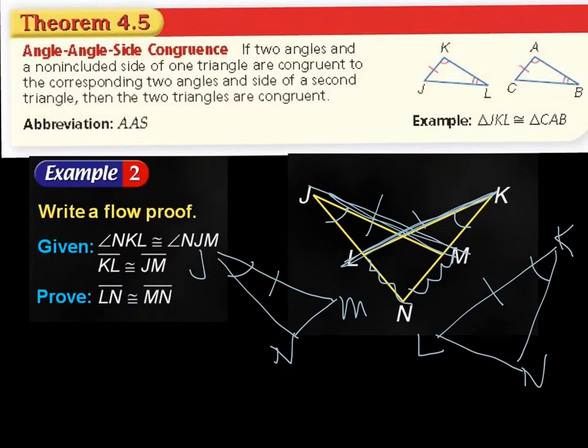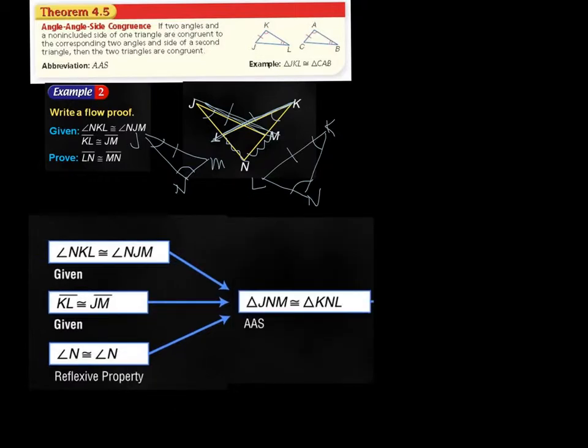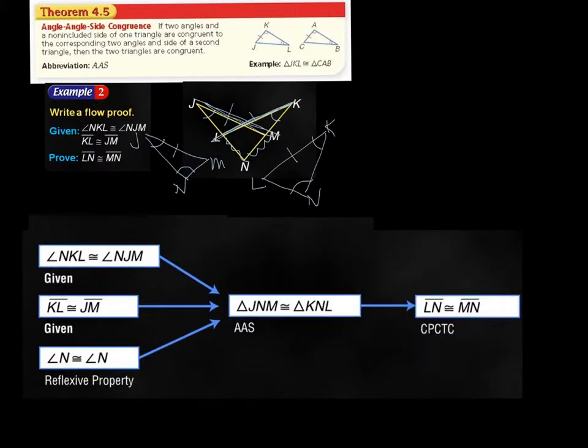So these 2 triangles have a shared angle. Angle N is the same on both of them. Okay, now that we have a plan, we can do our flow proof. So we have our given, and angle N is congruent to itself by reflexive. So triangle JNM is congruent to triangle KNJ by angle-angle-side, because it's 2 angles and a non-included side. And then our favorite theorem, we can say corresponding parts of congruent triangles are congruent, so our parts, segment LN is congruent to segment MN.